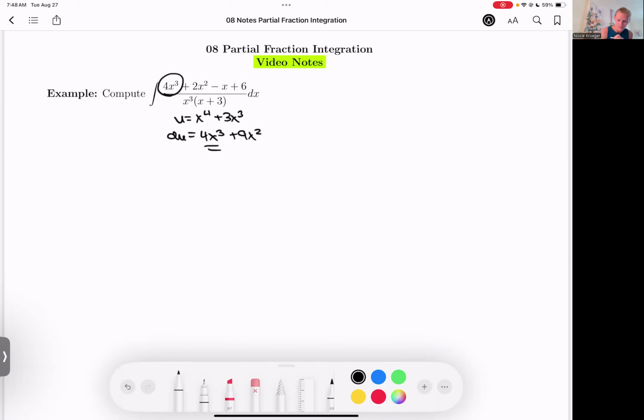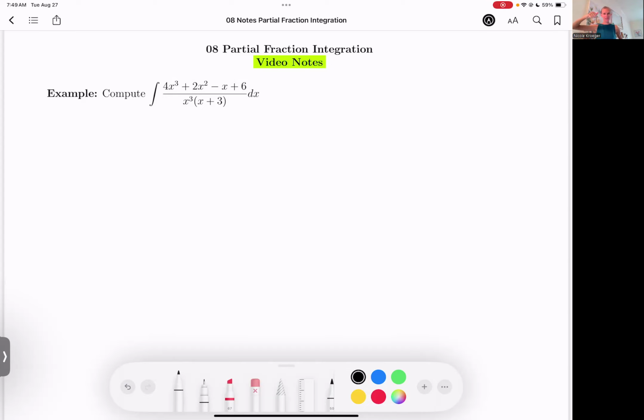The 4x cubed looks promising, but everything is added here, and we don't have the rest of this in my du. So my numerator is not going to cancel out with my du, which means that u substitution is not going to work here. Okay, and I can't factor anything out of the numerator and make that cancellation happen. So we're going to do partial fraction decomposition.